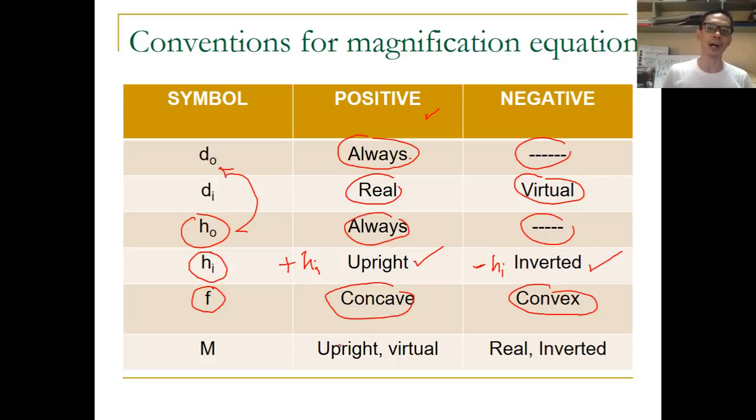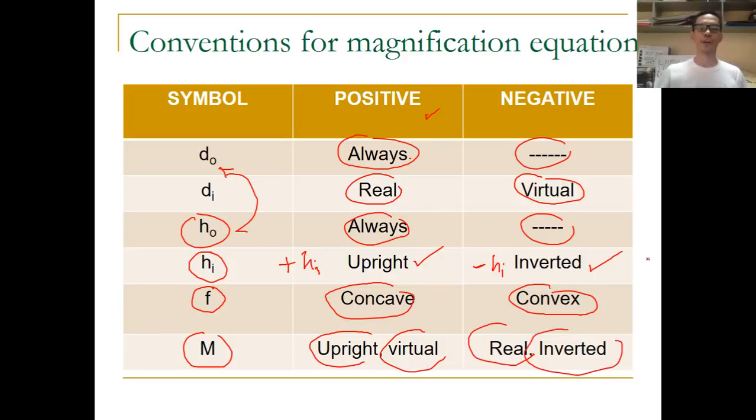So you will be able to identify what kind of mirror, because it is always stated in your problem. Next one. If the magnification is positive, then that is upright and virtual. Take note of that. If the magnification value is negative, then that is real and inverted. All right, so take note of these conventions. Again, these conventions are always useful in solving problems related to the mirror equation.